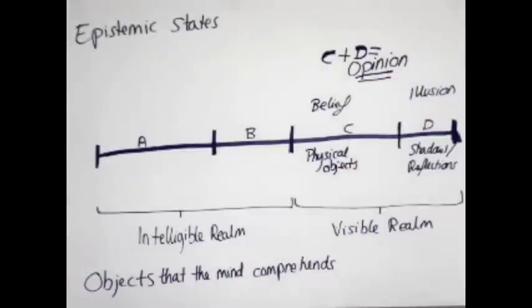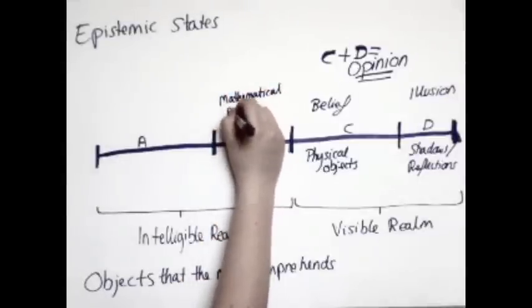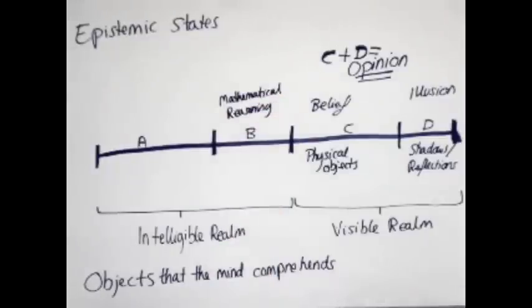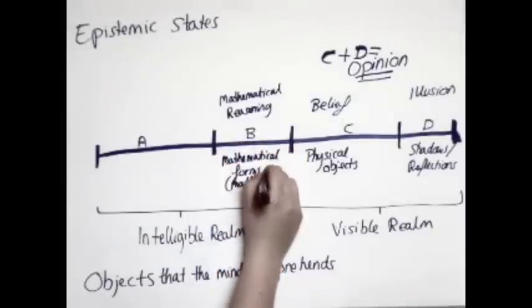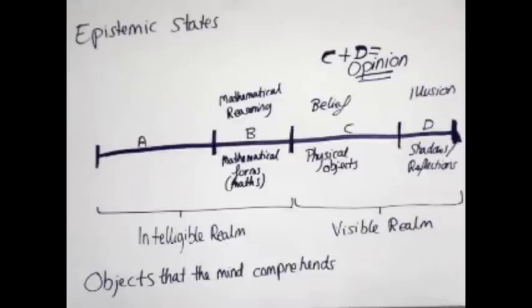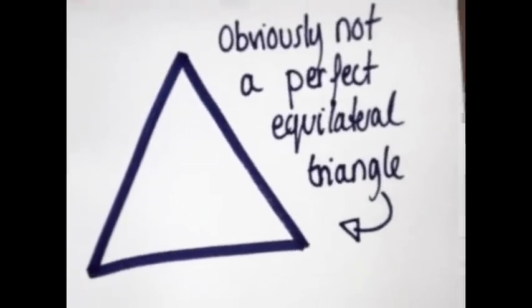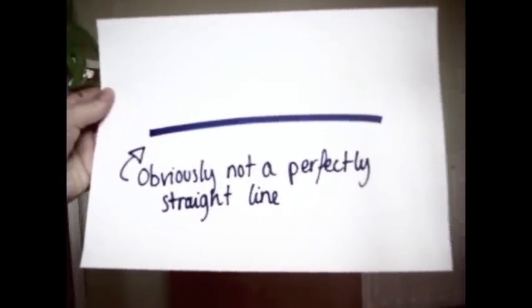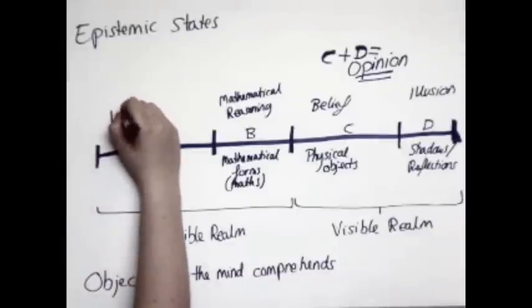Now on to the second part of the line. This second part falls into the intelligible realm. Section B is the epistemic state of mathematical reasoning. Remember, Plato sees maths as one of the closest things to knowledge in this world. Hence why the mathematical forms, the maths that we can comprehend, are placed higher on the line than actual physical objects. This is because when we consider maths, things like perfect equilateral triangles and straight lines, our mind is accessing things that are impossible to experience in the physical world. And that's why maths is part of the intelligible realm.